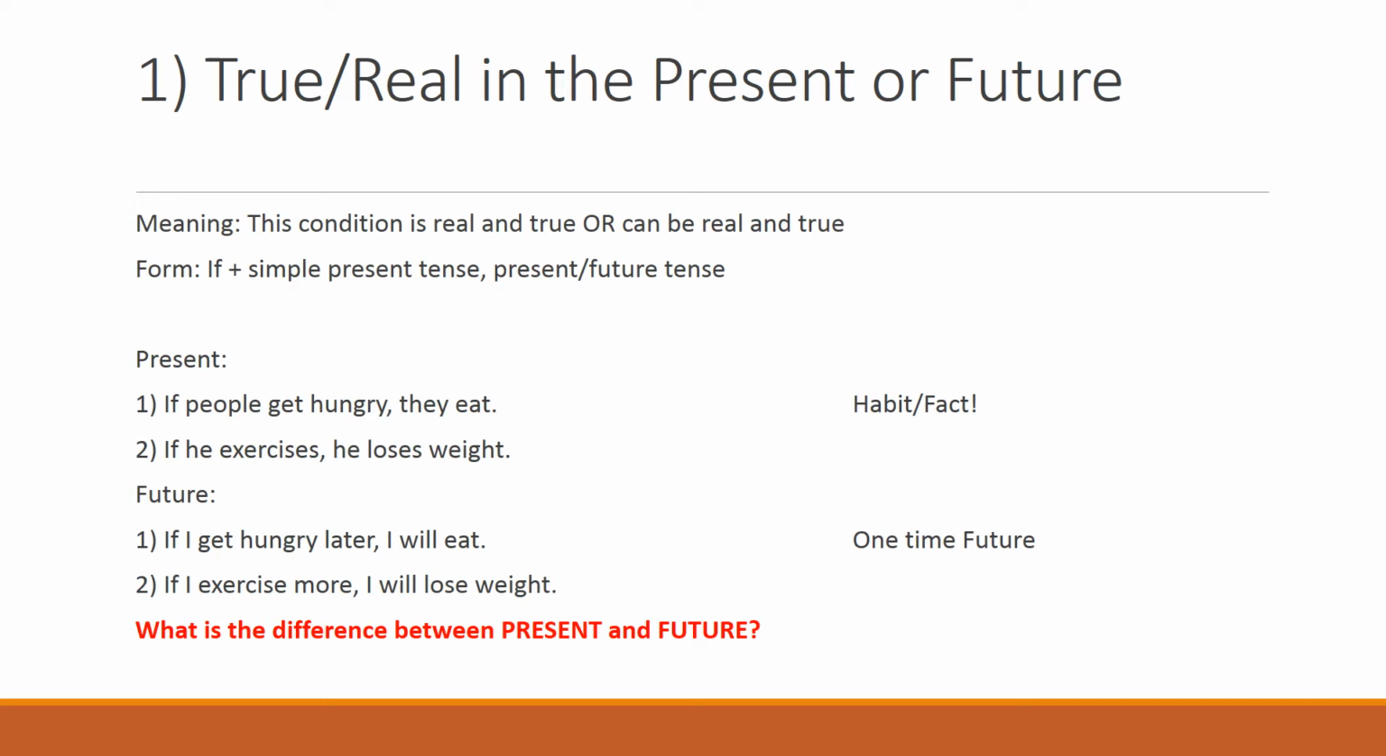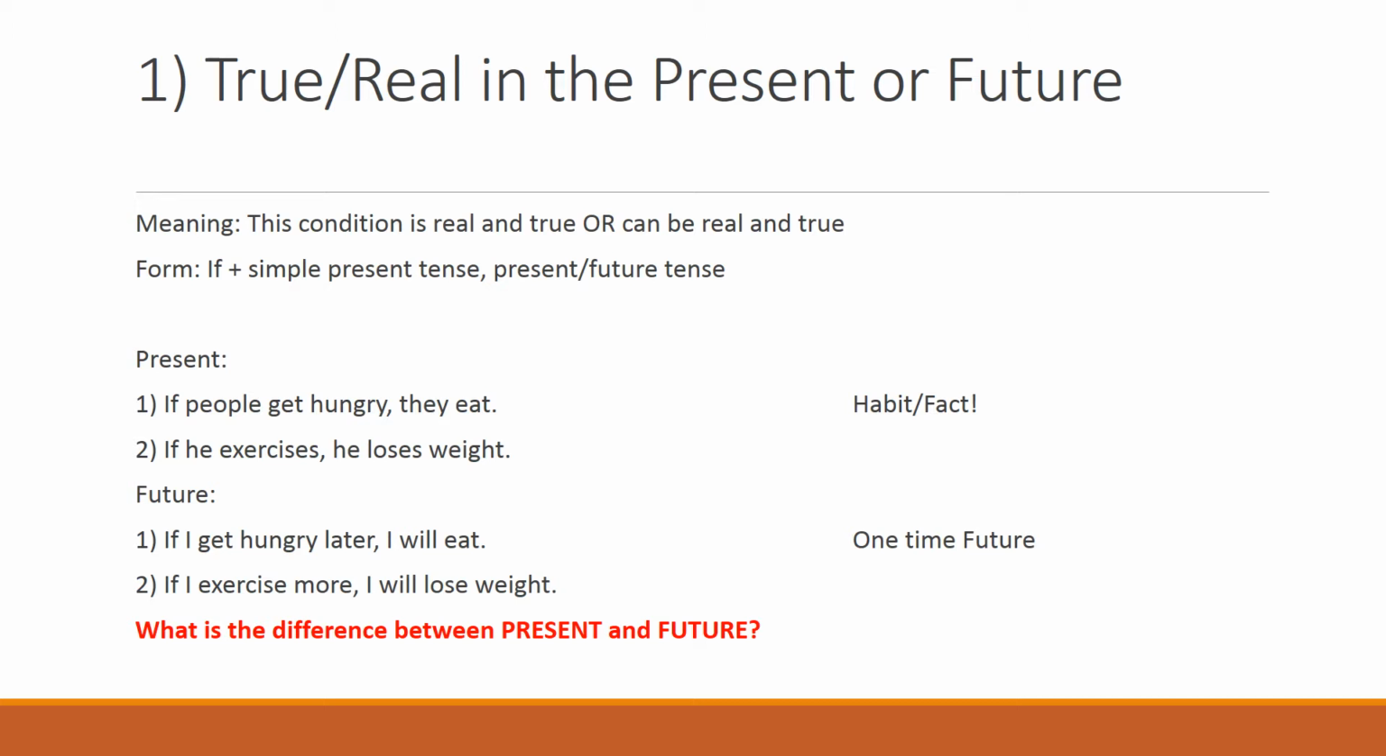You should see that the if clause is in the present tense, and the result clause of the second sentence is also in the present tense. This is what we're saying: if people get hungry, they eat. This is what they do. If he exercises, he loses weight. That just makes sense. So what is the difference between the present and future tense? The present tense talks about a habit or a fact. So you could say it is usually a habit or a fact that if people get hungry, they naturally eat, or if someone exercises, he naturally loses weight. That is just a fact.